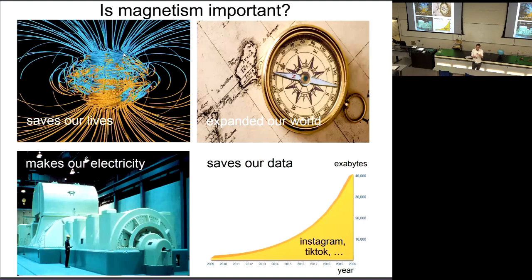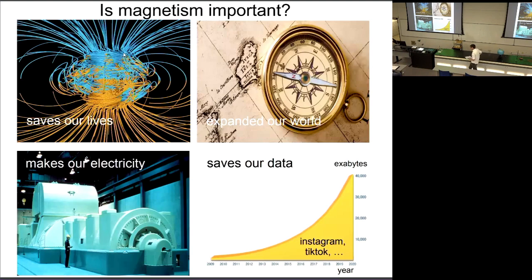The magnetic field that's created by the magnetic Earth is kind of an umbrella, a shield that saves us from that deadly cosmic radiation. So we have to thank Earth's magnetism for saving our lives. This is actually the Earth's magnetic field.